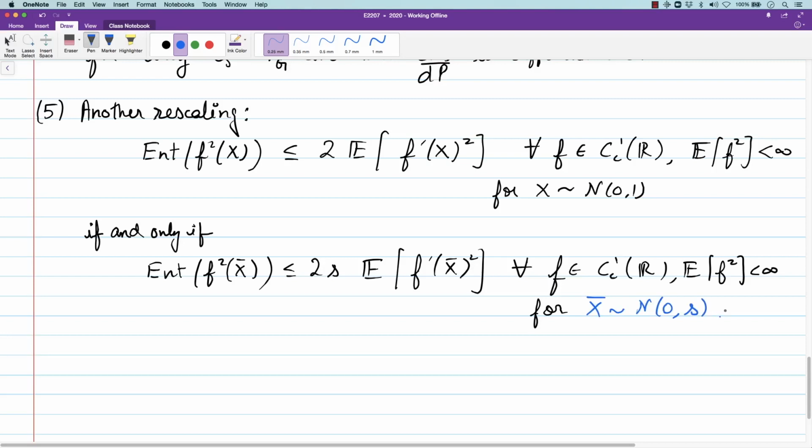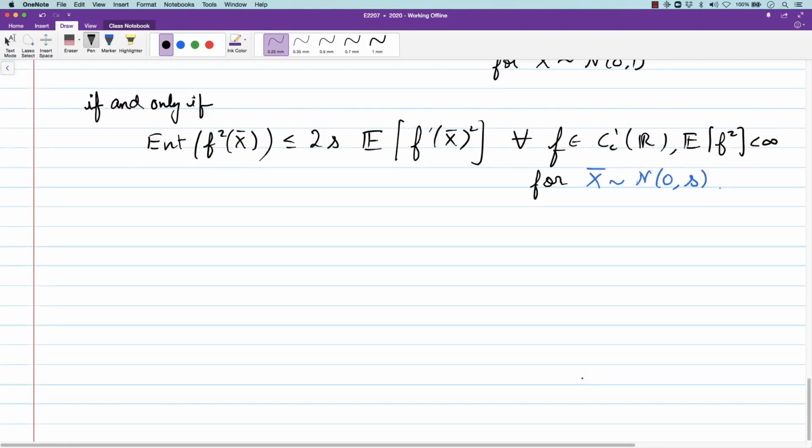Okay, this is easy to see. You just rescale x by s. So multiply and divide x with s and use x by s as x bar. But the function changes from f of x to f of x by s. Okay, that's the new function. But it holds for all functions, so that's why you get this equivalence. It's just a simple rescaling argument. So it suffices to verify this inequality for s equal to 1, but once you get it for s equal to 1, you get it for all s.